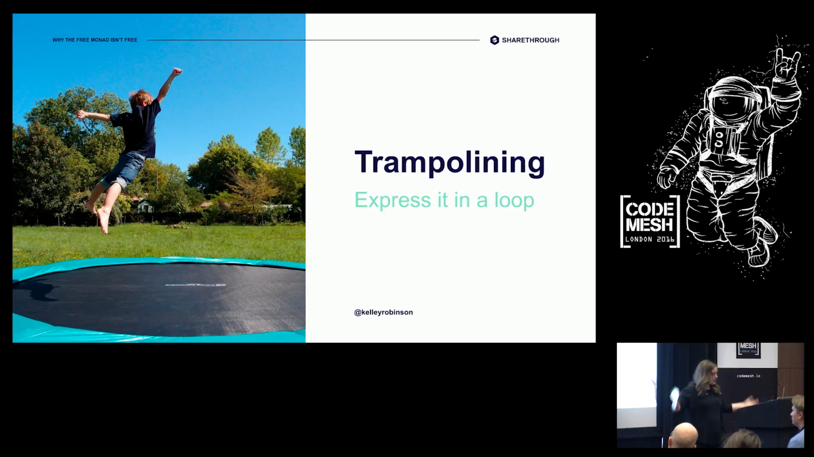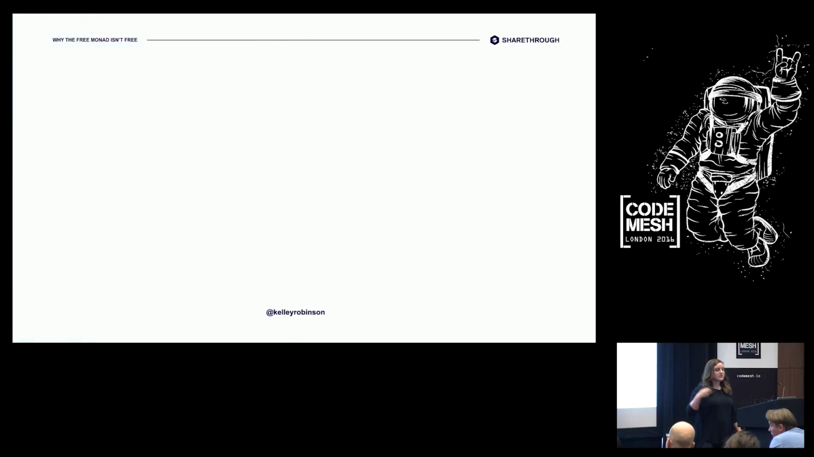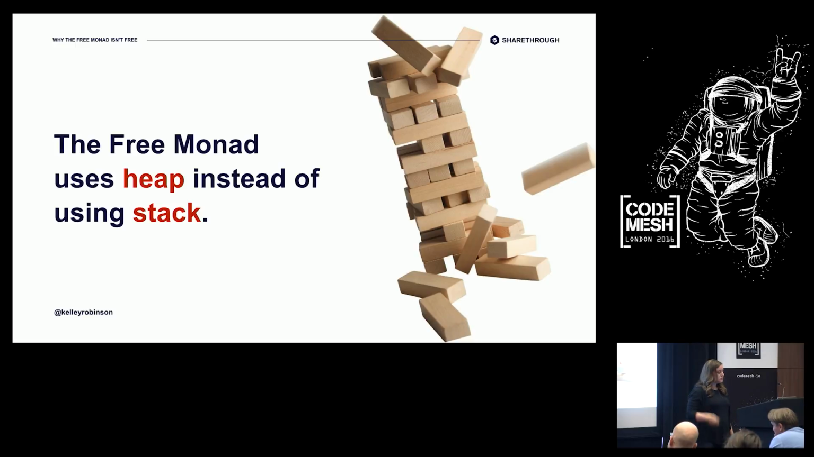All right, so trampolining, we want to loop things. We don't want to put additional functions on the stack. So the free monad is what this is about. The free monad is going to use trampolining to achieve its goals of achieving stack safety. It's going to exchange stack for heap. Trampolining and the free monad all come down to exchanging stack for heap.